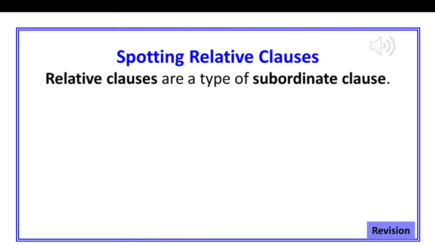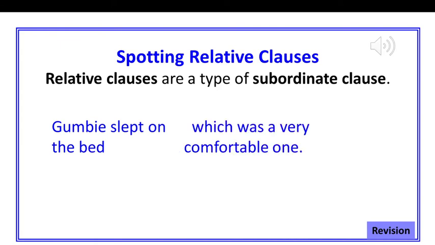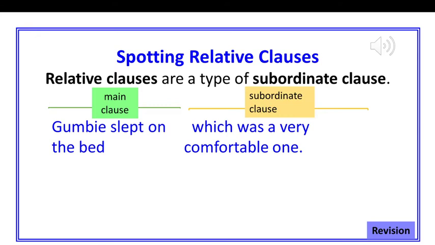So this is just a bit of revision of some things you have looked at before. Relative clauses are introduced in Year 5, but subordinate clauses, we usually start seeing them in Year 3. So we're just going to talk about them here. So Gumby slept on the bed, which was a very comfortable one. So the main clause there is Gumby slept on the bed. That could be a sentence on its own. The subordinate clause, which is adding extra information and would not make sense on its own, is which was a very comfortable one.